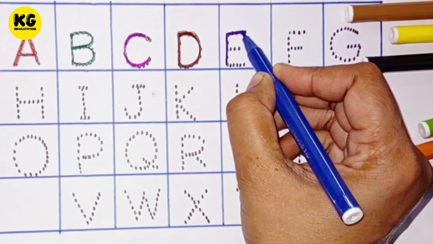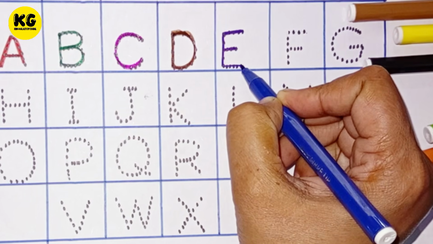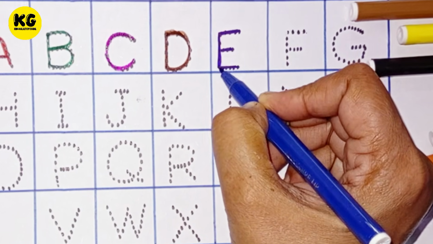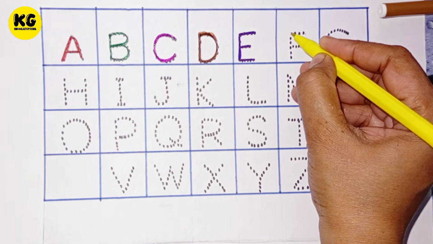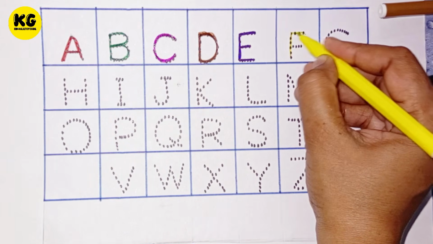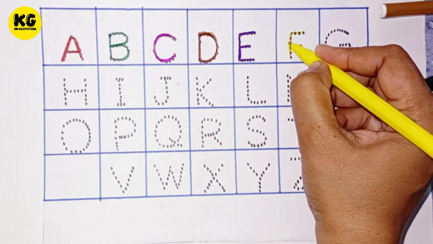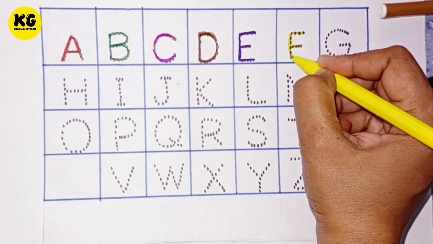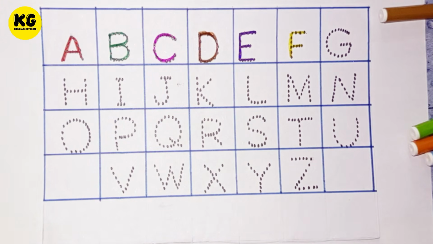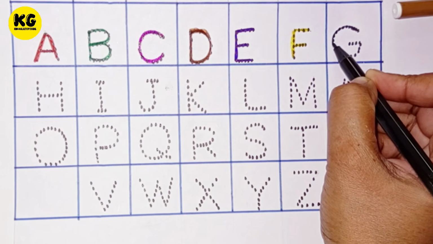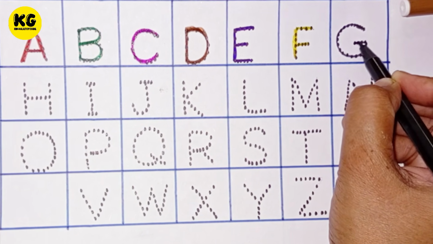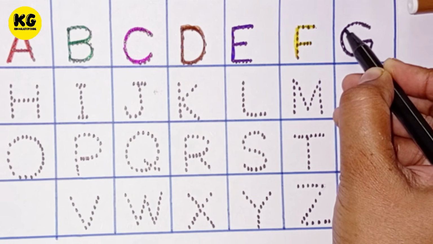E for eagle. F for fruits. G for grass. Very good.